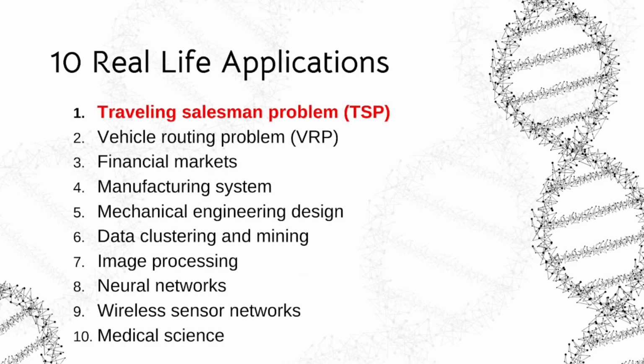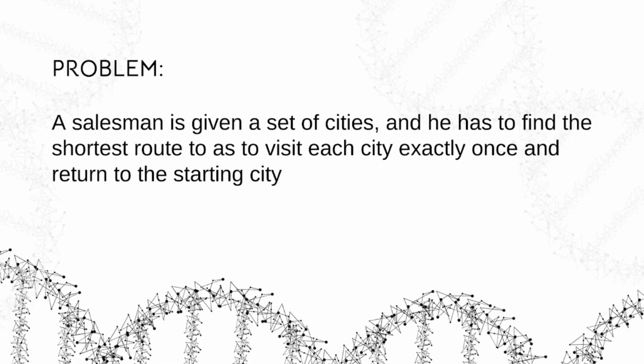There are many applications of genetic algorithm. Among these 10 applications, I have chosen traveling salesman problem. Now let's see how traveling salesman problem can be solved using genetic algorithm. The problem statement of traveling salesman problem is that a salesman is given a set of cities and he has to find the shortest route to visit each city exactly once and return to the starting city.